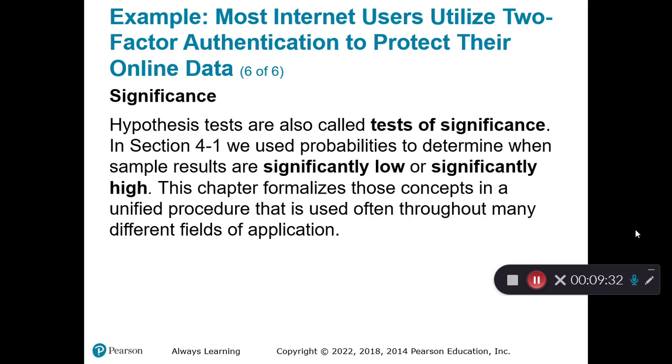Hypothesis tests, also called tests of significance, will hopefully make use of what we've seen over and over again throughout our course, which is a way of identifying whether sample results are significant or simply were expected, not surprising. So we're going to revisit the idea of results that are significantly low or significantly high. In this chapter, we're going to formalize those concepts in a procedure that we all agree on.